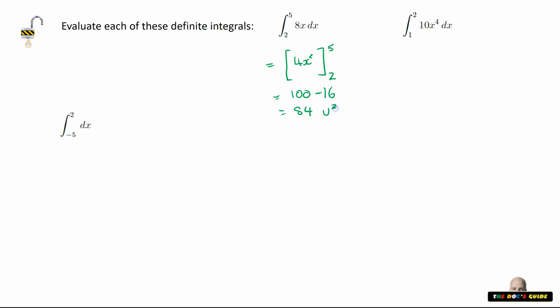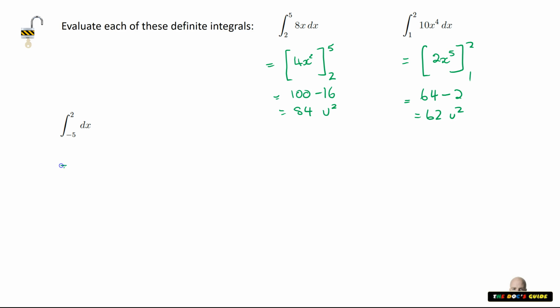Now that 84 also happens to be the area between the curve and the x-axis. We're going to come back to that in more detail, but we're just adding to our toolkit at the moment. Our next one, the definite integral of 10x to the 4th. We integrate that, and it becomes 10x to the 5th on 5, or 2x to the 5. We're going from 2 to 1. When we put 2 in place of x, that's 2 times 2 to the 5th, so 2 times 32, which is 64, minus 2 times 1 to the 5th, which is 2. So we get 62 square units.